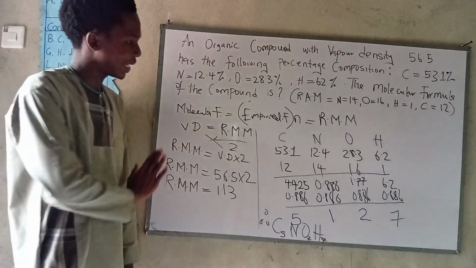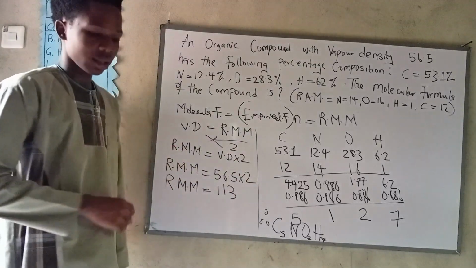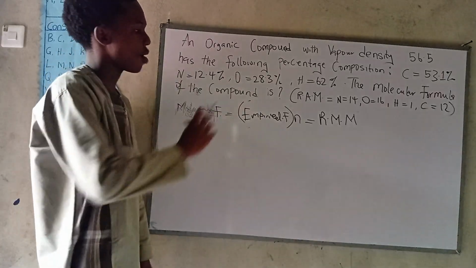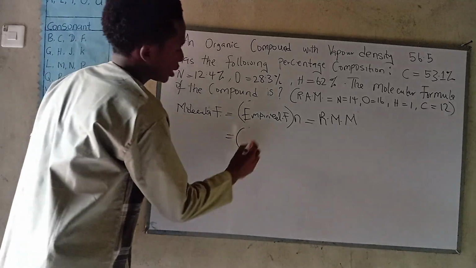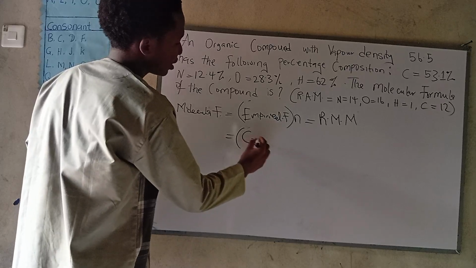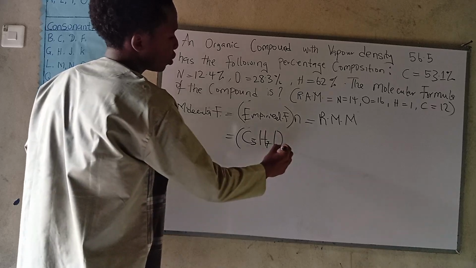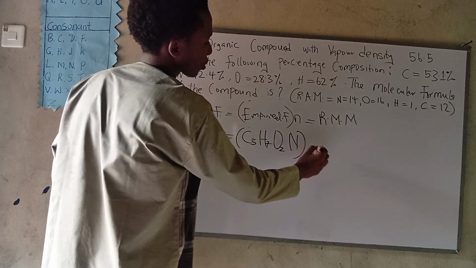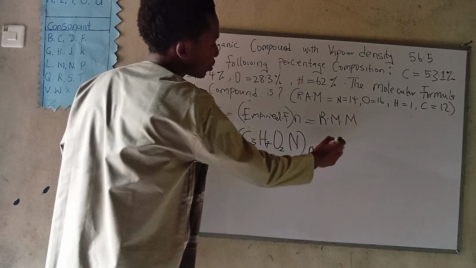Okay, now I'm going to wipe out this whole thing here so that we can be able to see. Okay, since we have cleaned it, now it is time for us to input our formula. So now our molecular formula, let's input our empirical formula that we've gotten. We've gotten our empirical formula to be C5, H7, O2, and N, equals to what? We've gotten our RMM to be 113.